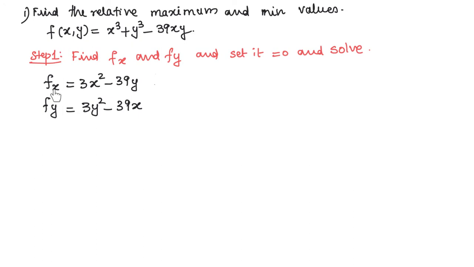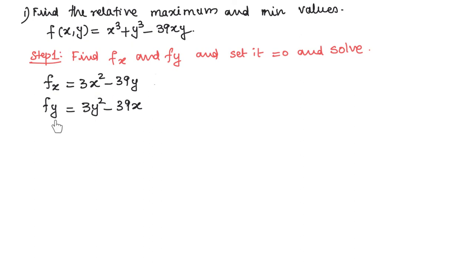Partial derivative with respect to x, we are treating y as a constant. So the derivative of x cubed is 3x squared. This is a constant, so the derivative is 0. Here the 39 and y are constants, and the derivative of x is 1. So this will be 3x squared minus 39y.